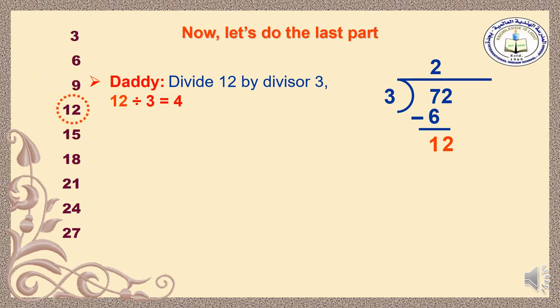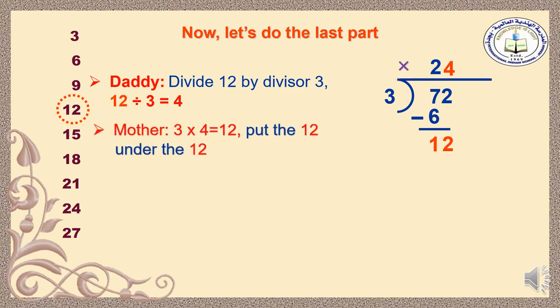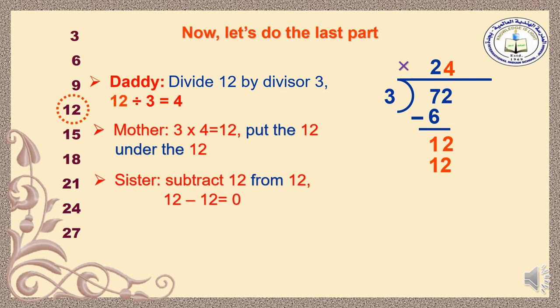So we will put that 4 on top of 2, and then we will go for the next step, that is mother. Multiply that 3 with 4. 3 fours are 12. That 12 we will write under the 12. So 12 minus 12 is 0. So when we subtract, we get a 0. And we will check, is this smaller than the divisor? Yes, it is smaller than the divisor.